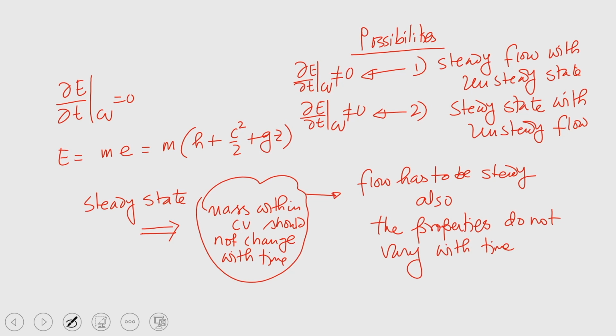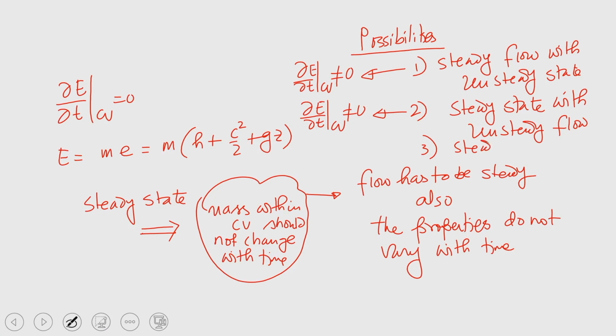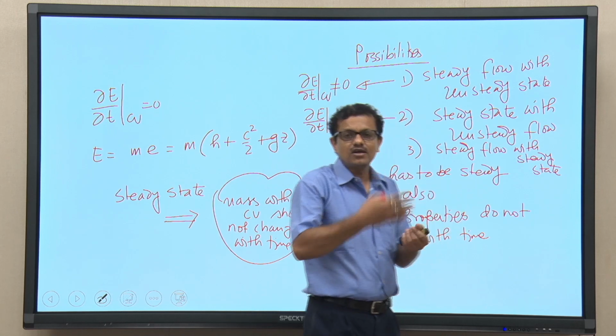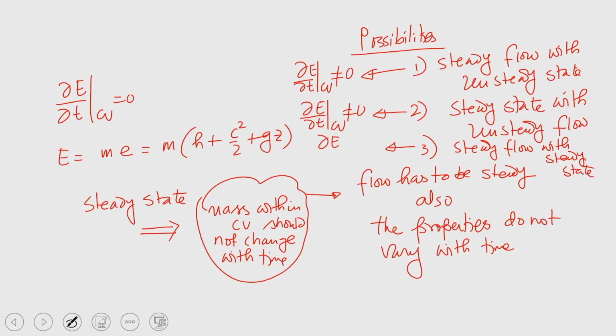Last case, say if we ensure steady flow with steady state. If the flow is steady, m is not getting changed. If the state is steady, properties are not varying with time. So, we can write dE CV/dt equal to 0, but there again may be a case that even though mass is not changing, properties are not changing, but their product might change. In that case also we cannot write that dE/dt CV will be equal to 0, right.